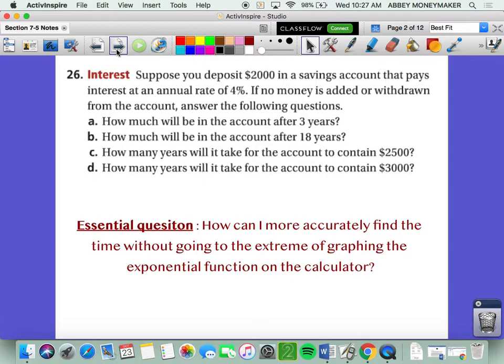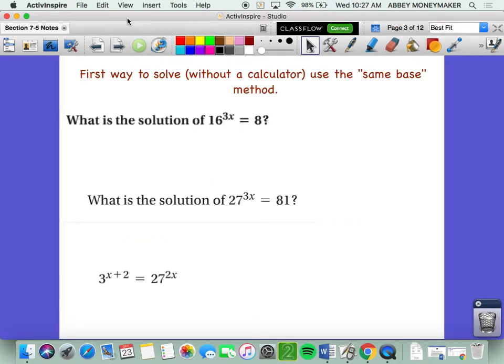So the essential question for today is, how can I more accurately find that variable t without going through the extreme of graphing the exponential function on my calculator using y1, y2 intersect? So that's how we're going to start today. How do we do this algebraically? How do we do this by hand? So we're first going to look at, if you're taking your own notes, subcategory, the first thing we're going to look at is how do you solve an exponential function?